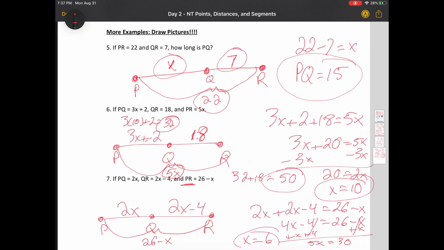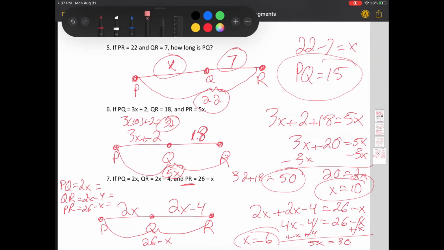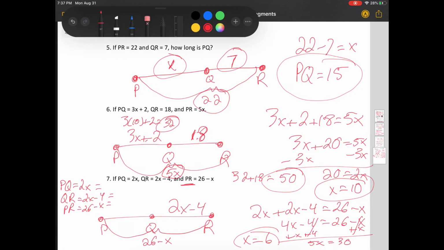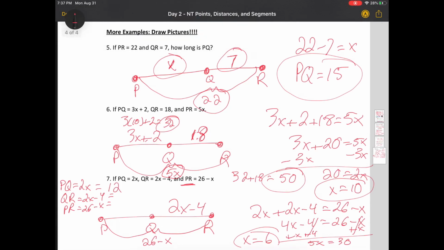So now x equals 6, but I still have to plug it back in. So if PQ was equal to 2x, QR was equal to 2x minus 4, and PR was equal to 26 minus x, if I plug that 6 into everything, I should get it. So go ahead and make some room. I get 12, 2 times 6. Minus 4 equals 8. And then I get 26 minus 6 equals 20. So I just plug back into all three segments.